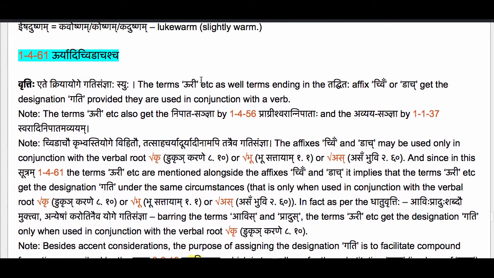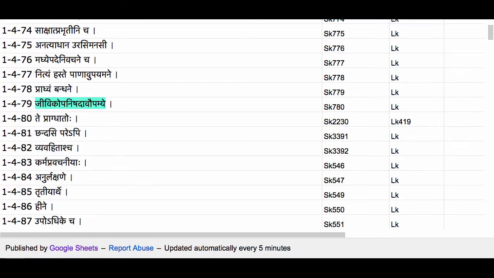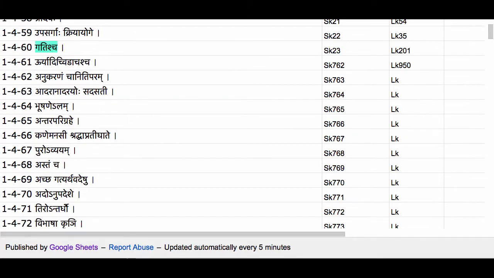Recall that we just studied the Sutram 1461 Uryadi Chvidachascha, which prescribes the designation Gati, and we know that this section which prescribes the Gati Sanya starts from 1460 Gatishcha, which also we have studied, and it goes down to the Sutram 1479. We will take a look at a few more rules in this section which prescribes the Gati Sanya.